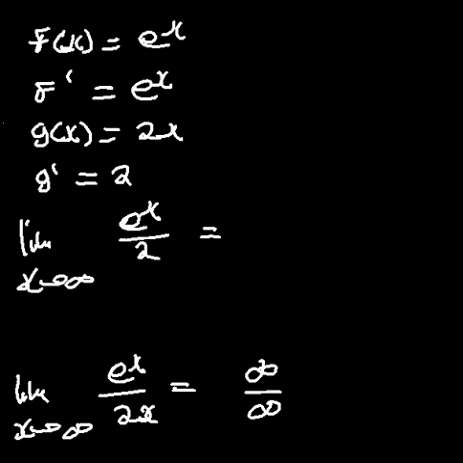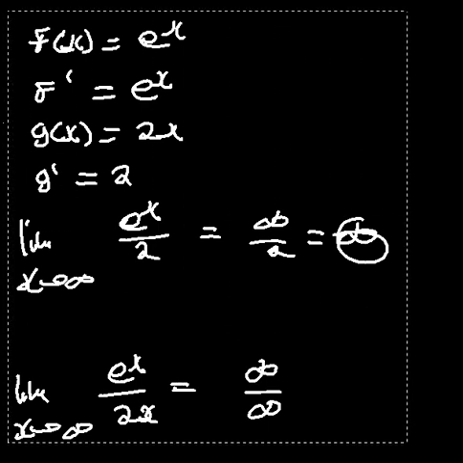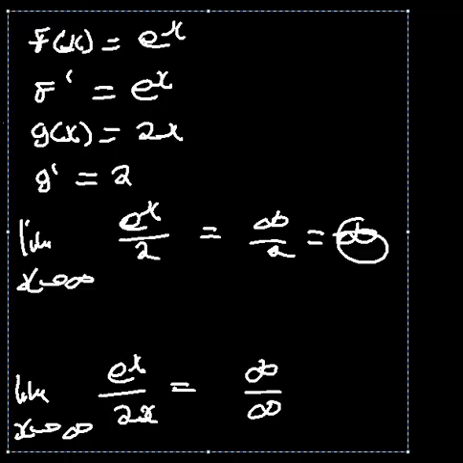So in this case, upon direct substitution, we have infinity over 2, which will be given as infinity. That is the limit, according to L'Hopital's rule, as you can see here. So we may have to apply L'Hopital's rule two or more times, based on the case that we have.